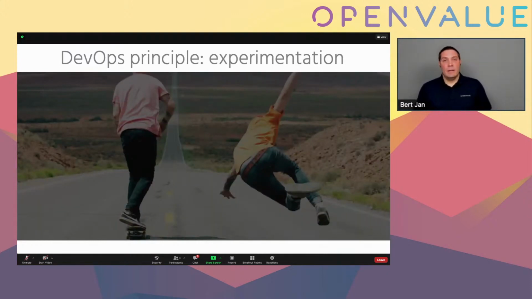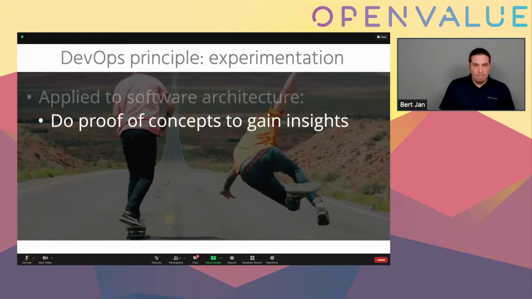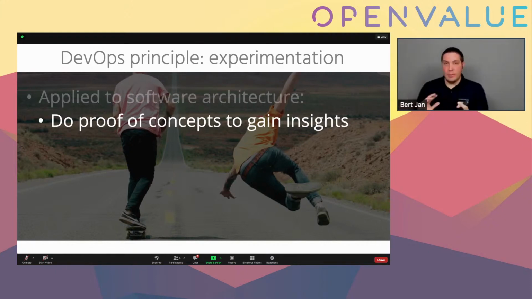Experimentation then. Do proof of concepts, even as an architect, to gain insights. So if you're not sure about something, there's a couple of things you can do. You can keep thinking until the answer pops up, and that typically doesn't work. You can just try something and try to get feedback from the team whether this works. This might work depending on the situation and whether there's risk involved or not. Or you can try to do an experiment yourself or have the team do an experiment.